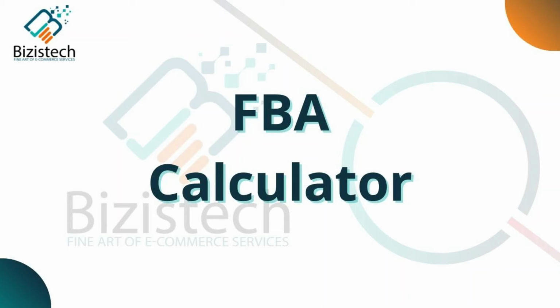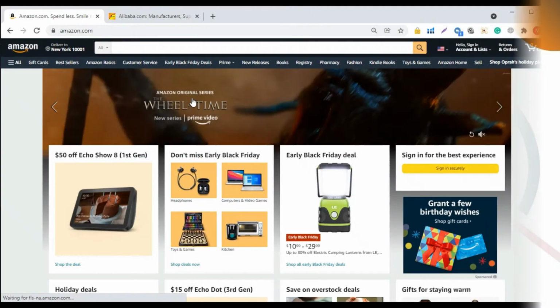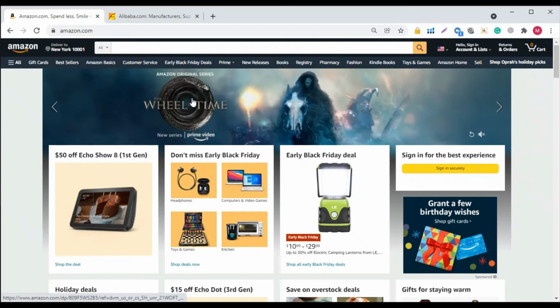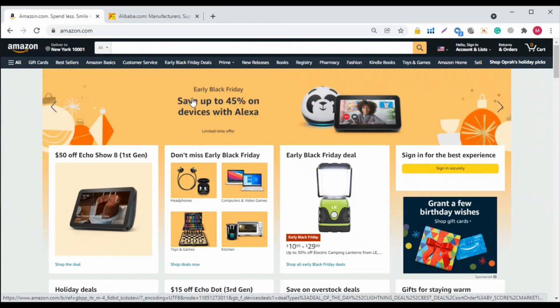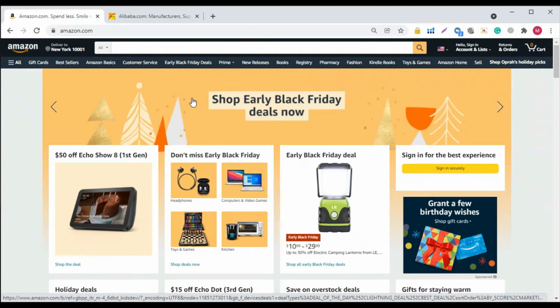I came up with a very interesting topic, which is FBA calculator. So in this topic, I will tell you how to use FBA calculator and what are the benefits of using FBA calculator. So once you are done with the product and you want to proceed to the next step, which is sourcing, you need to go to alibaba.com.